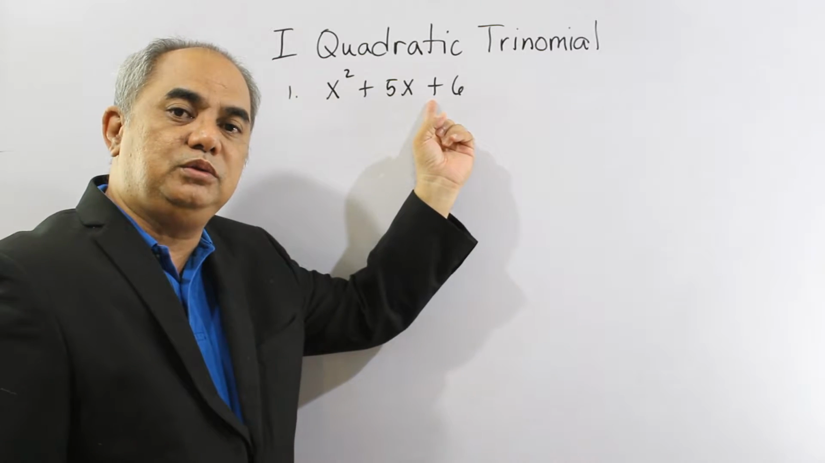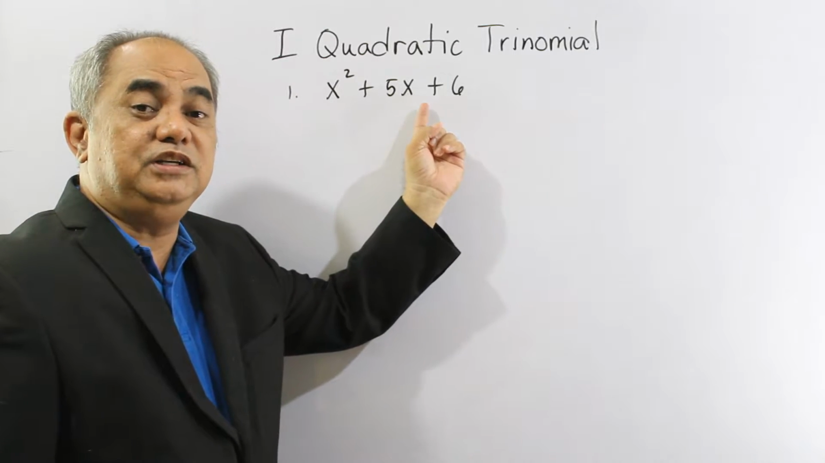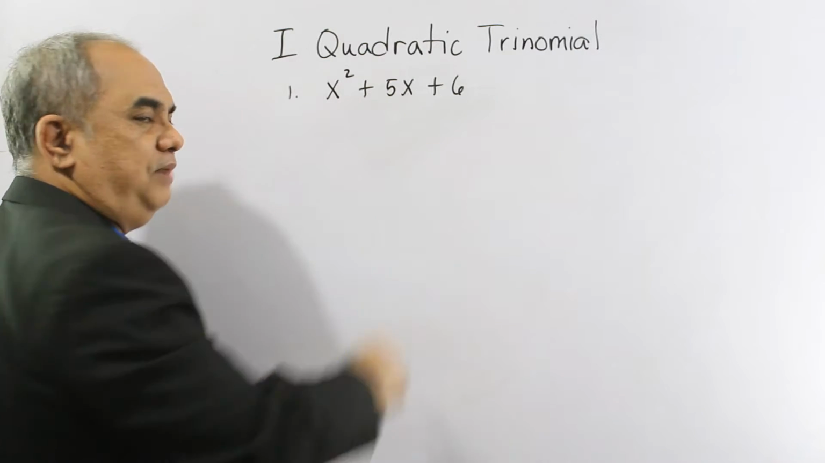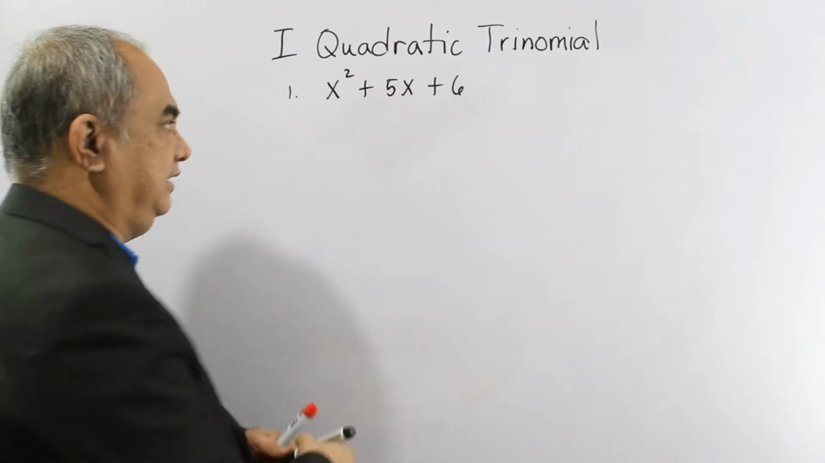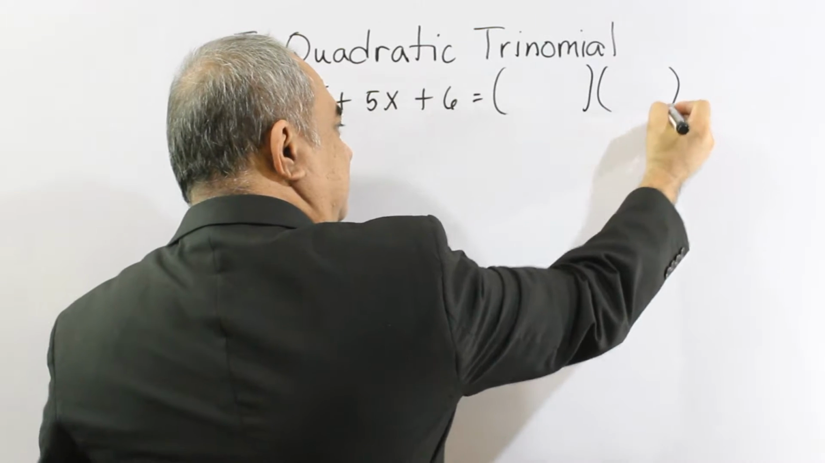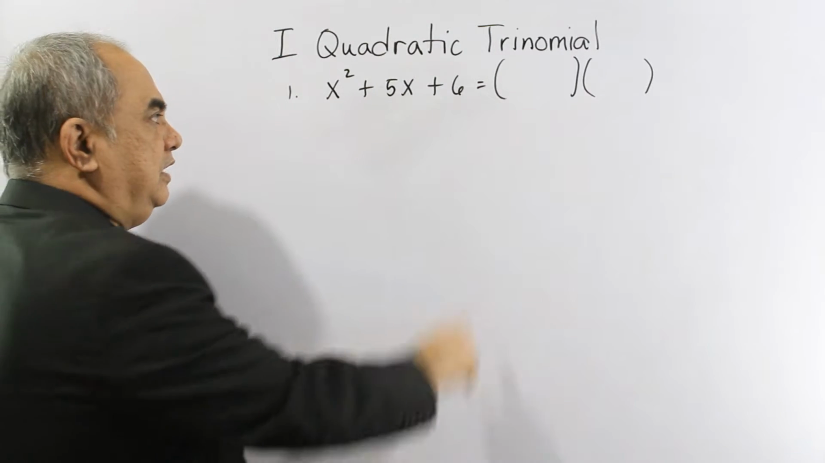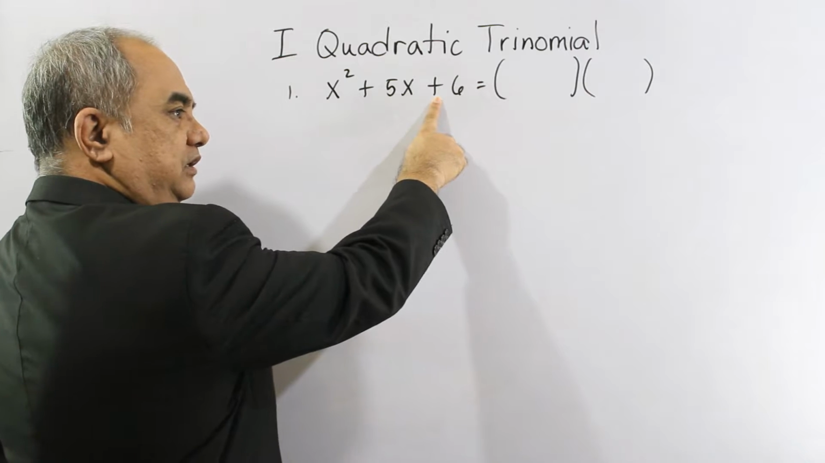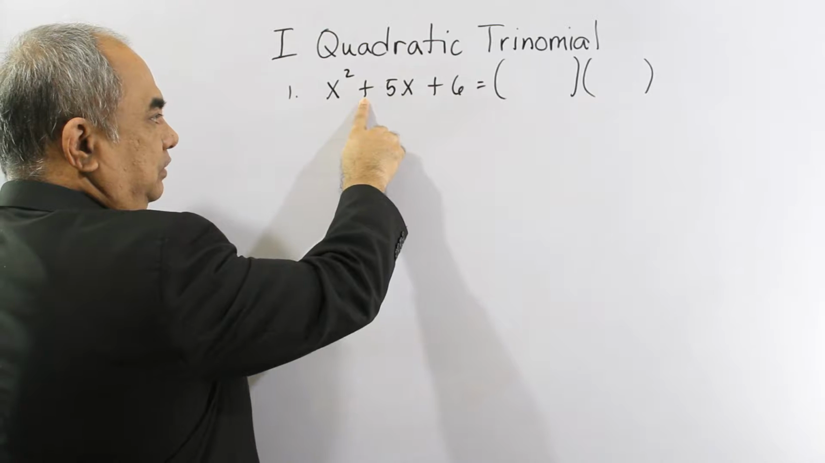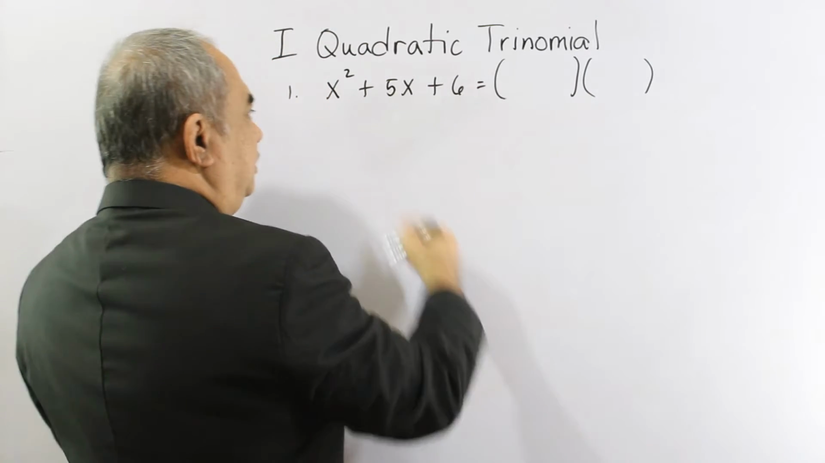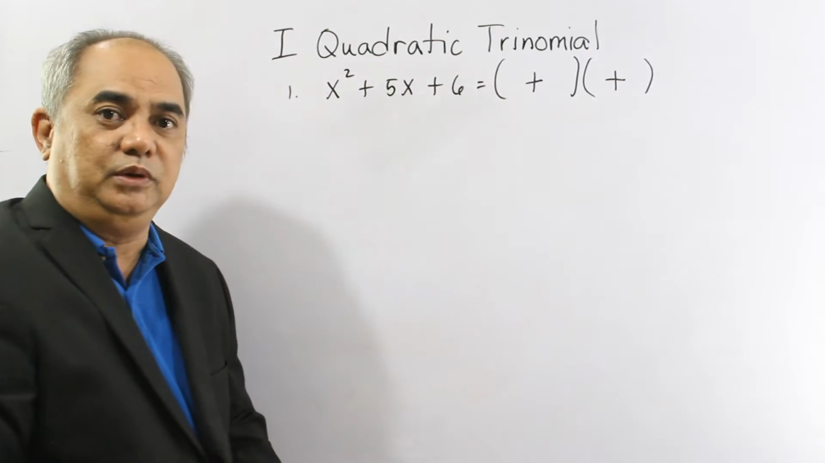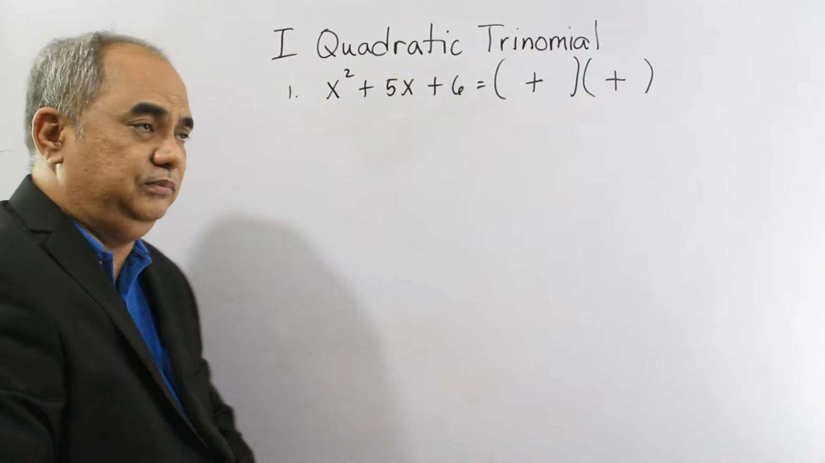Of course, there are only two signs in algebra. One is positive and the other one is negative. So for this example, we have positive. So how are we going to answer that? First, you have to write two parentheses. Now remember, if this last term is positive, all you have to do is to copy the sign of the second term for both parentheses. So since this is positive, both of them should be positive. That's the first thing that you have to remember.